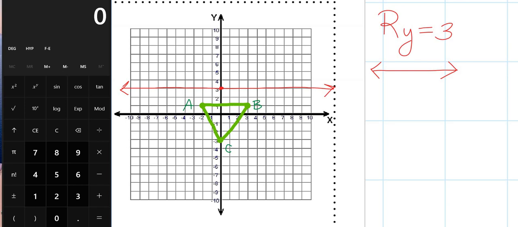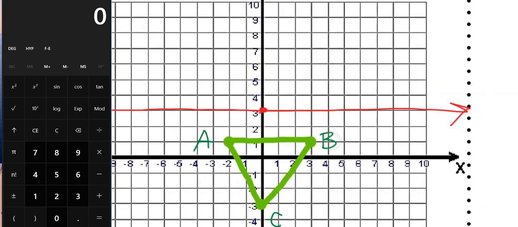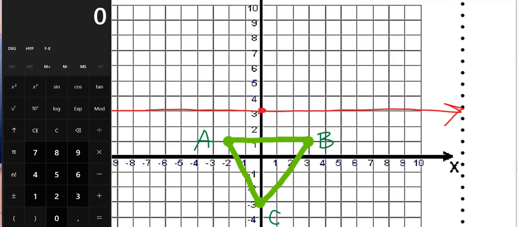Now think about where your answer should end up. If we're flipping over this line, our answer should be here somewhere. Okay? So I'm going to zoom in and I'm going to start counting from my points to my line of reflection. So let's start with A. A is 1, 2 boxes to your line of reflection. Count the same amount on the other side. 1, 2, and plot a point. This is now A prime.